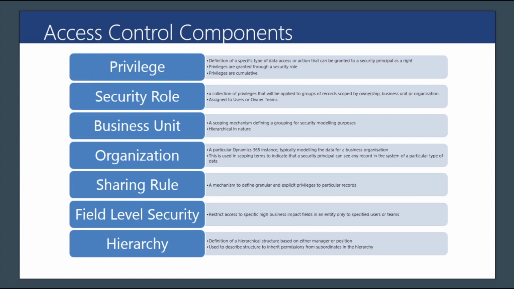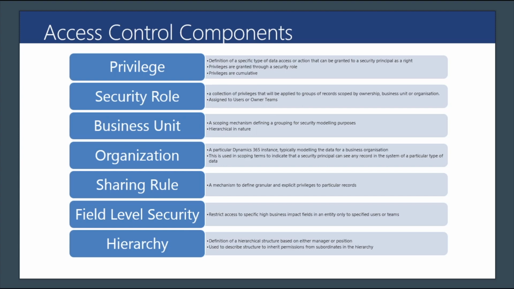Access control components. So we start with privileges. Privileges are used to define a specific type of access or action that can be granted to a security principal. These are granted via a security role, and privileges are cumulative. Security roles are a collection of privileges, right? So they house a grouping of privileges to create a role that is then assigned to a user or team to define their rights and access within the system.